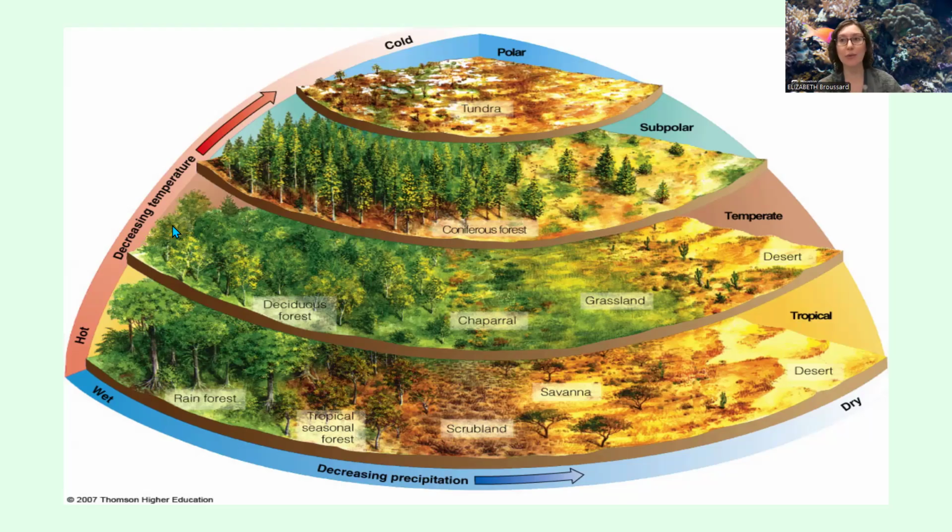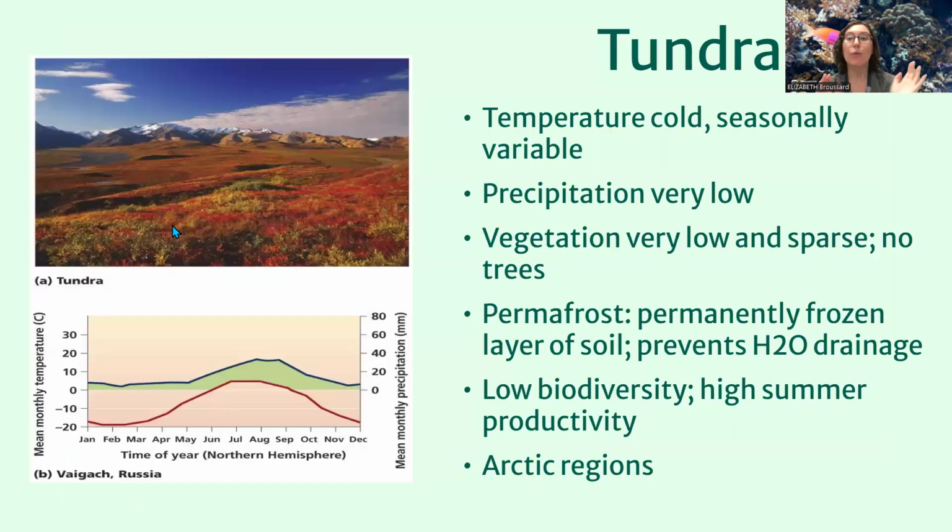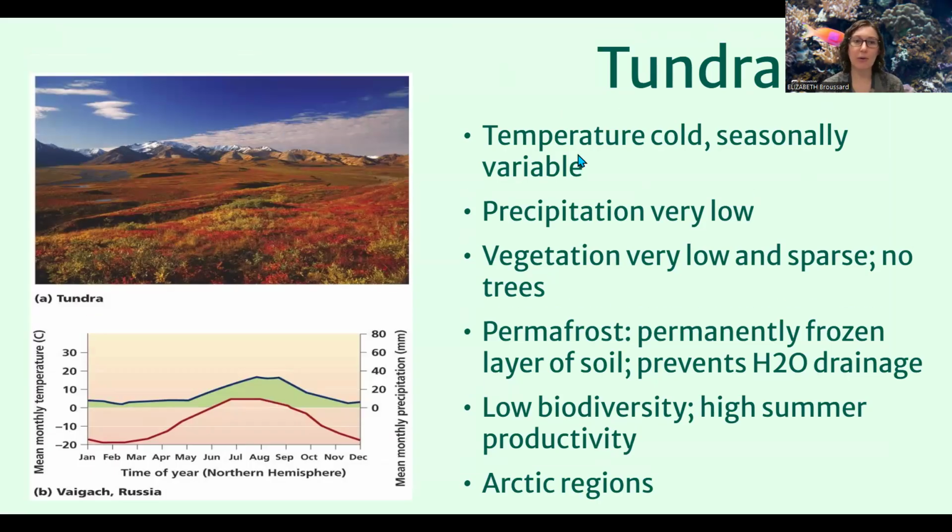So again, biomes follow along a continuum. We're now going to jump into the biomes themselves. I always forget where my face is, so just in case you can't see, this first bullet point says temperature: cold, seasonally variable. My tundra, when we're looking at this, we are looking at low precipitation and low temperatures. It's the lowest of both of those.